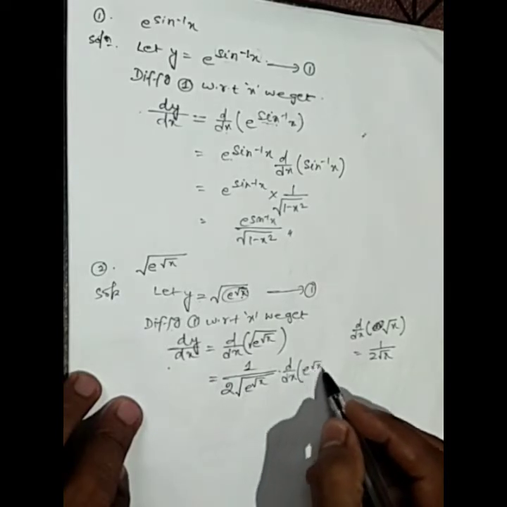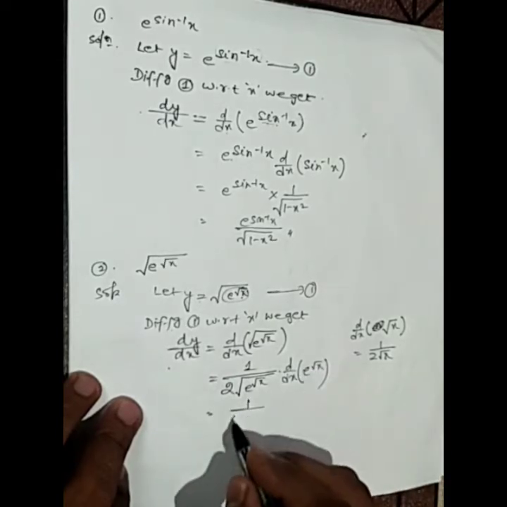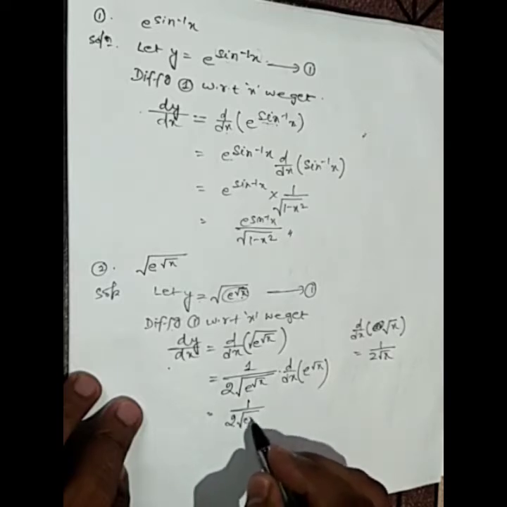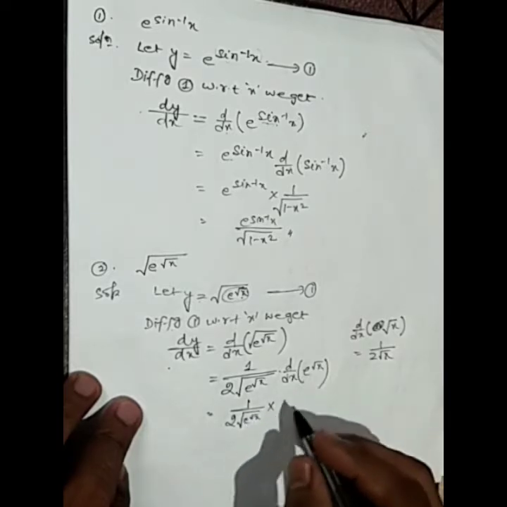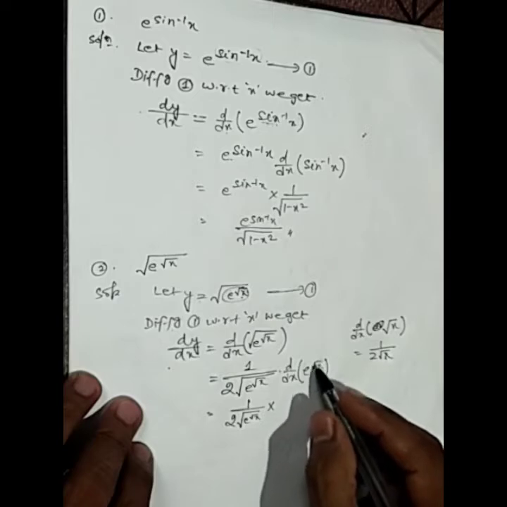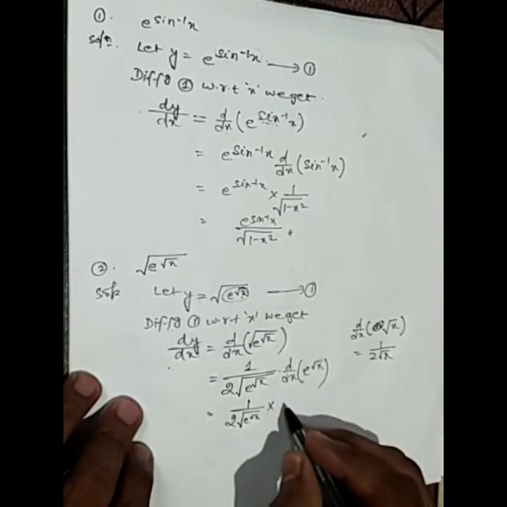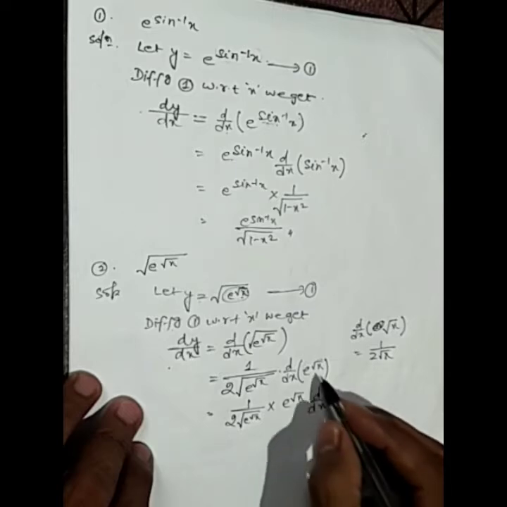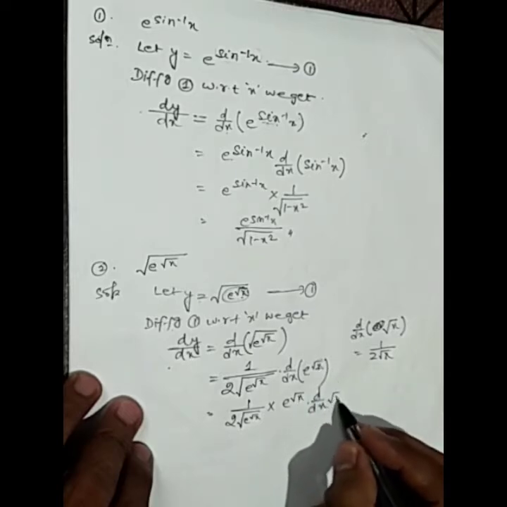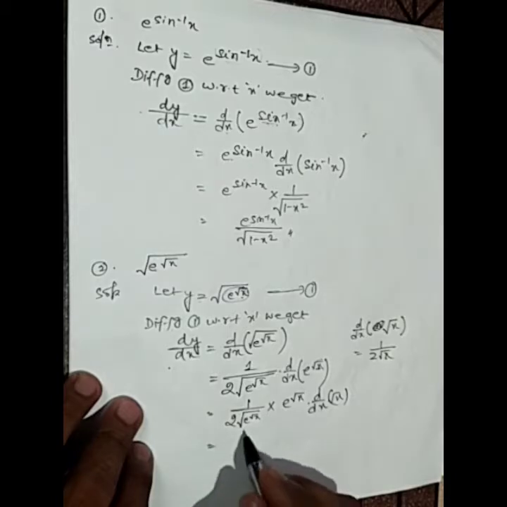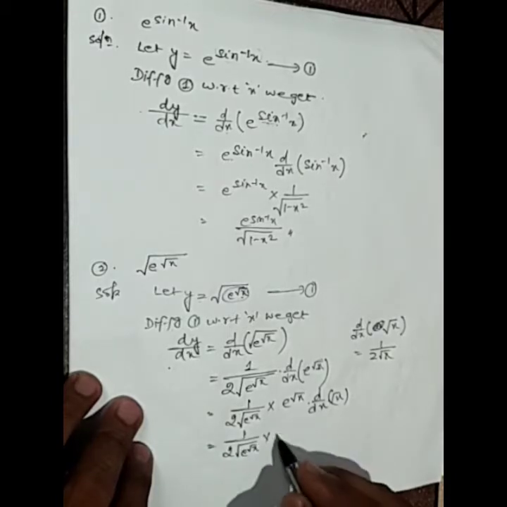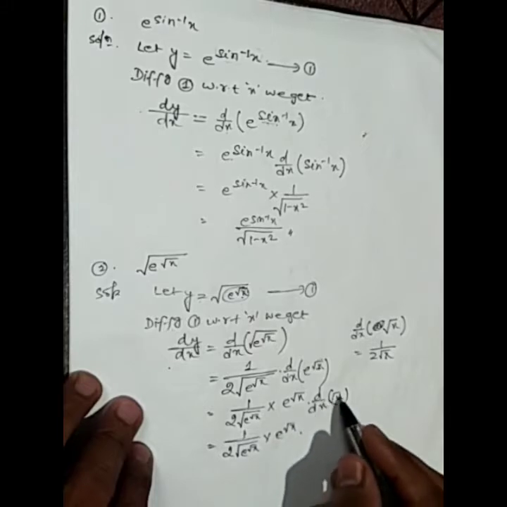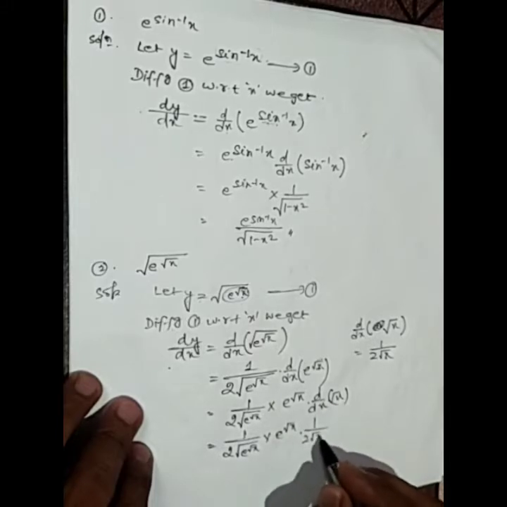So dy by dx equals 1 by 2 root e to the power root x into d dx of e to the power root x. Now d dx of e to the power root x is e to the power root x into d dx of root x. So 1 by 2 root e to the power root x into e to the power root x into d dx of root x, which means 1 by 2 root x.